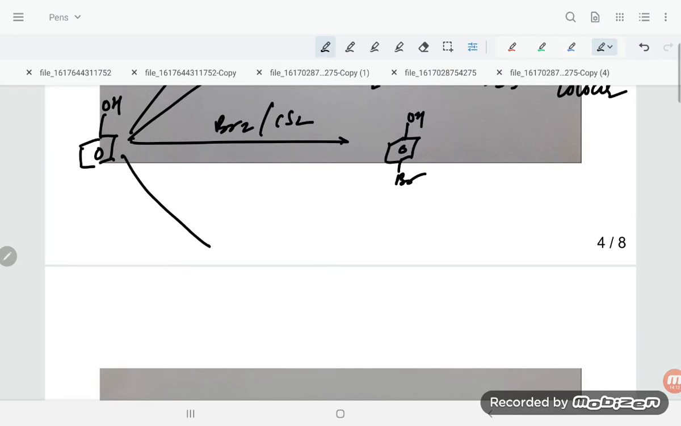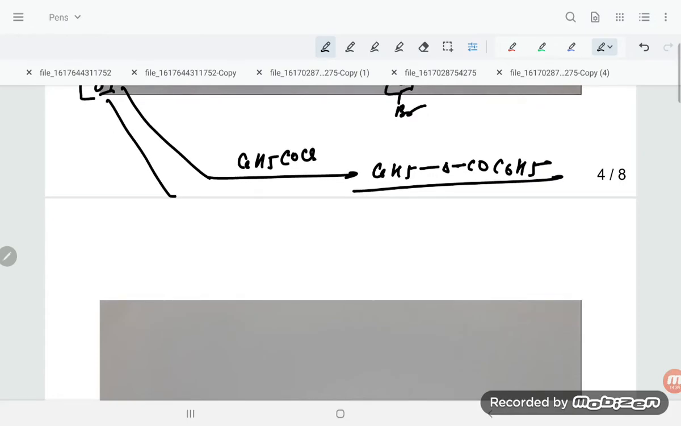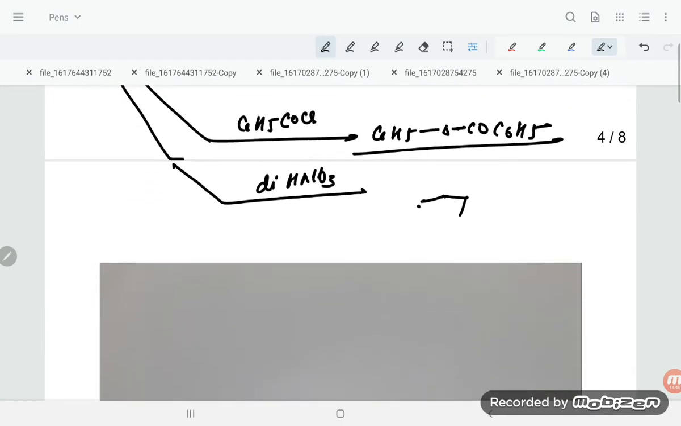Now if you are treating this with C6H5COCl, benzoyl chloride, that is the Schotten-Baumann reaction. You will get C6H5OCOC6H5. This is also one product. If you are treating with dilute HNO3, you will get the compound where here is OH, and at the ortho position the NO2 group is there.